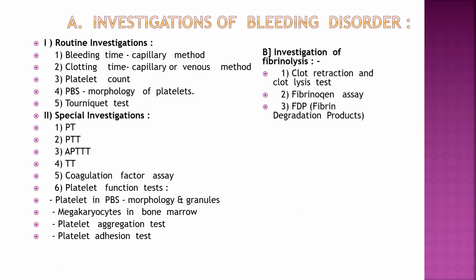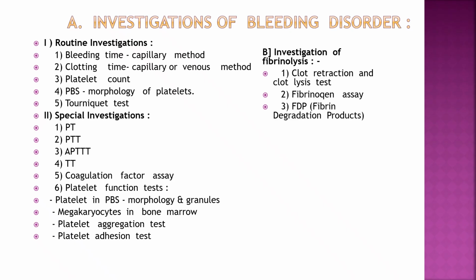Now we will see investigations of the bleeding disorders. Routine investigations can be CBC, and after that you can do bleeding time by the capillary method, also called Duke's method, clotting time by the capillary method or venous method, platelet count, and in peripheral blood smear you can see morphology of the platelets and other cells, and the tourniquet test. Then special investigations can be prothrombin time, partial thromboplastin time, activated partial thromboplastin time, thrombin time, coagulation factor assay like factor 8, 9 or others, then platelet function test.